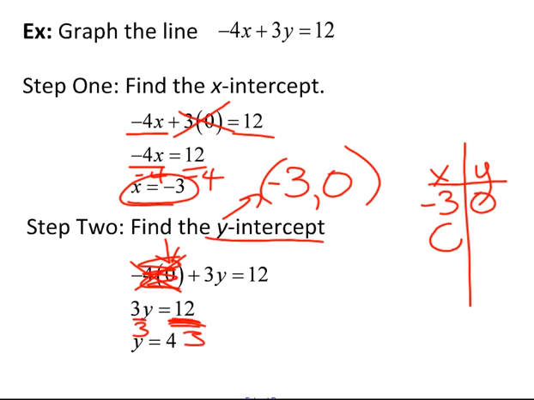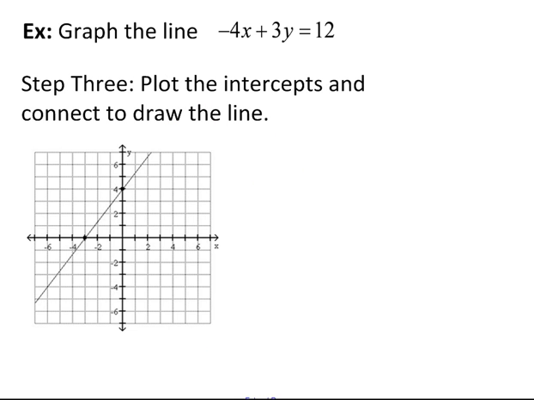And we started this process by saying x was equal to 0, and we found y to be 4. This will give us 2 points, negative 3, 0, and 0, 4. Negative 3, 0, and 0, 4. And connect the dots, and now you have your line.